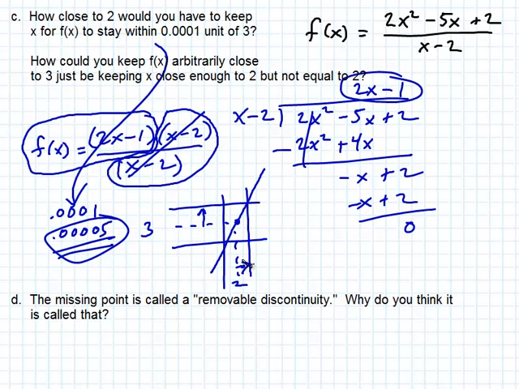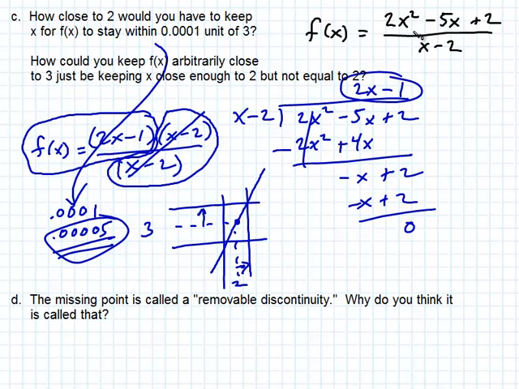So anything within this margin of error on x is going to fall within this margin of error in the y. Okay? The missing point is called a removable discontinuity. Why do you think it is called that? Well, it's because we can tweak our definition of the function in such a way that everything stays the same except that one point is replaced.